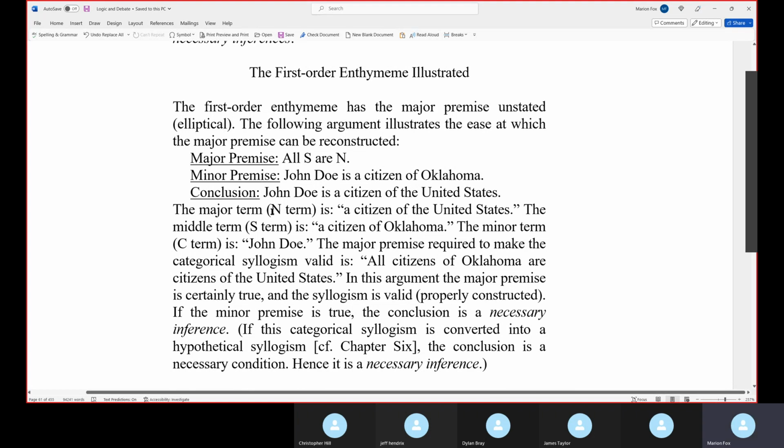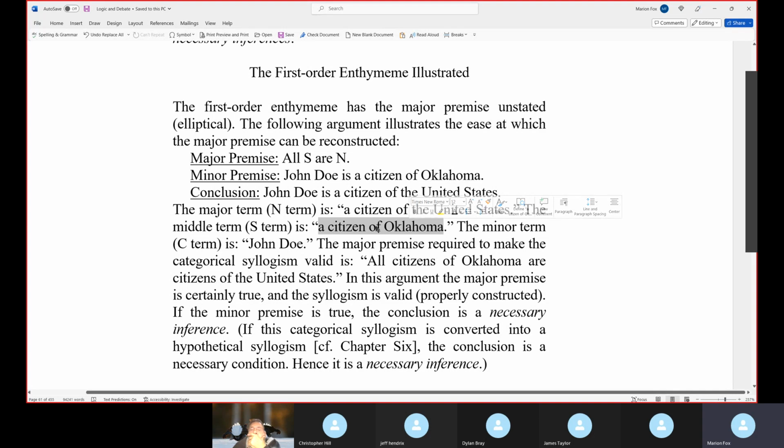So our major term is the predicate of the conclusion. It is a citizen of the United States. There's your major term. So it goes up here in this major premise. So we put a citizen of the United States. The middle term is a citizen of Oklahoma. So we have a citizen of Oklahoma. That's your middle term.